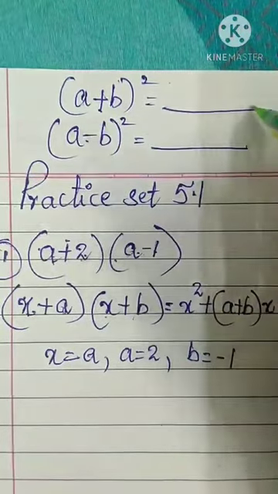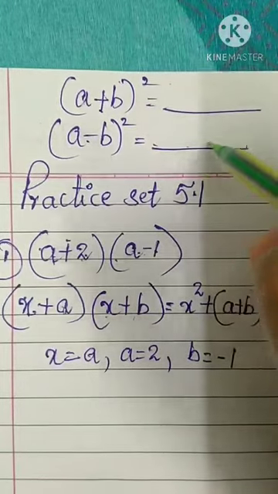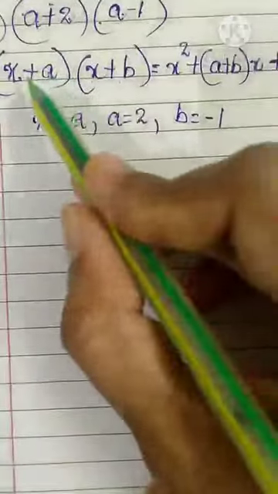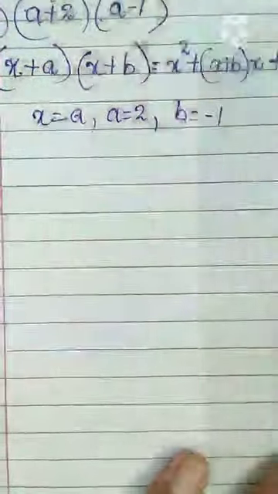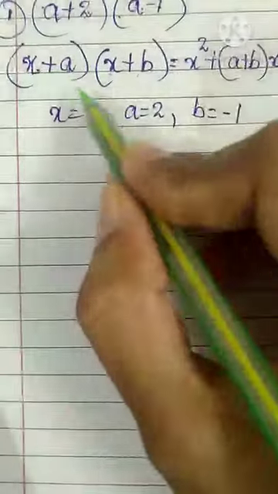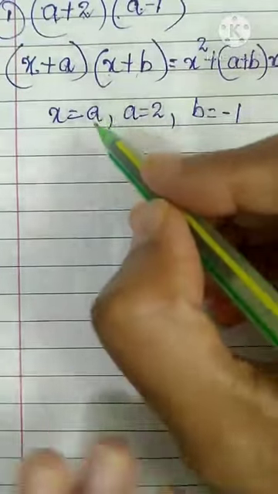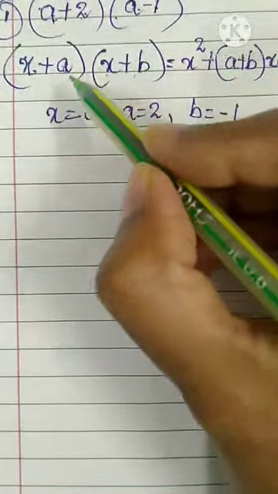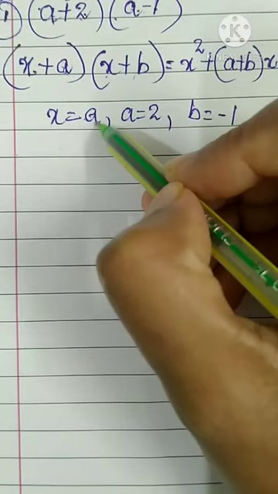Now, a square plus 2ab plus b square, a square minus 2ab plus b square. We have two separate formulas. But in this formula, you don't have a different formula. You don't have to learn one more formula for x minus a or x minus b. You have only one formula. So you will consider the signs in this formula. Whatever is the sign also, that you have to consider.